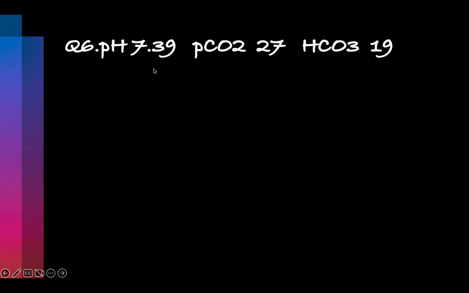This is another one. This is why I want you to use the 7.4 initially. You see 7.39. Somebody would think, oh, this is normal. It's not normal. Otherwise, you won't be able to get the answer. It's still less than 7.4. Even if it's 7.399999, it's still less than 7.4.